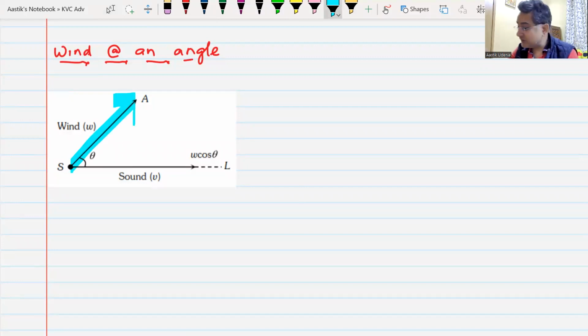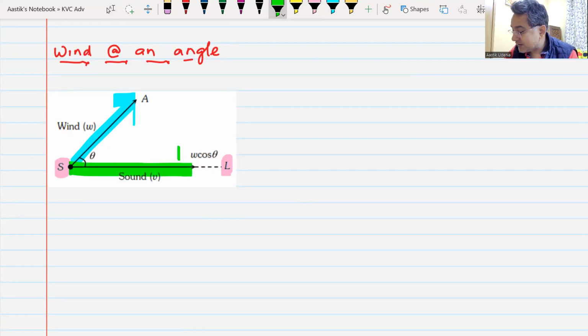My sound source is here. My listener is here. Sound is blowing in this direction. Then you understand the concept of relative velocity. The original speed of sound is v. The speed of wind is w. In this case, the effective speed of sound will become v plus w cos theta.